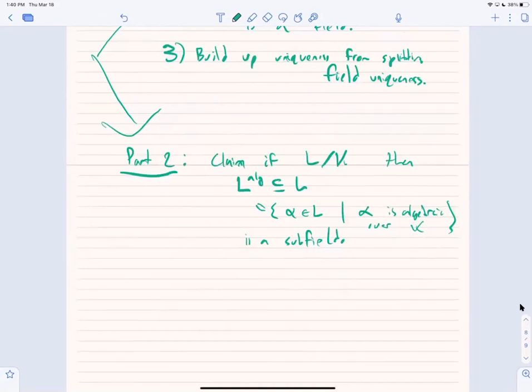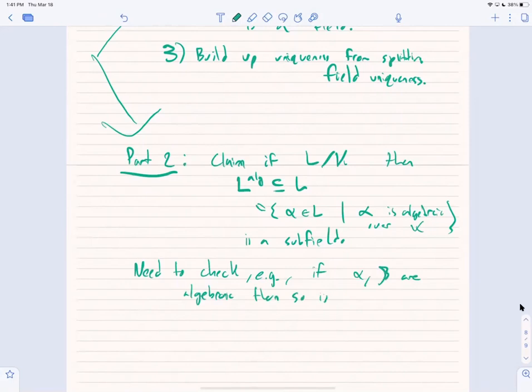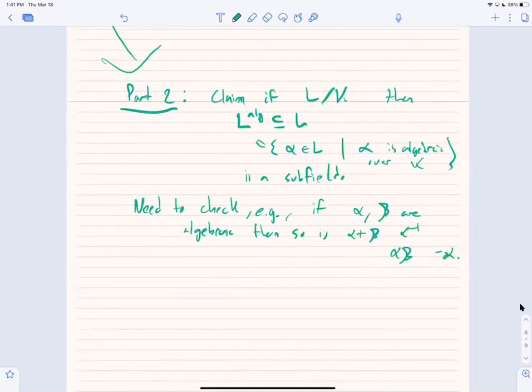And what do you need to check? You just need to check, for example, that if alpha and beta are algebraic, then so are alpha plus beta, alpha inverse, alpha times beta, and minus alpha. We should also do multiplication by constants, but since it's a subfield, that's fine.